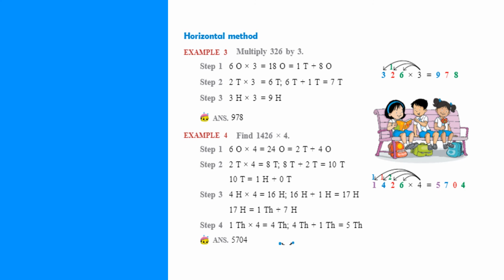Find 1426 multiplied by 4. So we'll again do the same thing, right? In the previous example, we were having 3 digits. It was ones, tens and hundreds. Now we are having 4 digits. It is ones, tens, hundreds and thousands. So till step 3, it will be the same as we have already done.